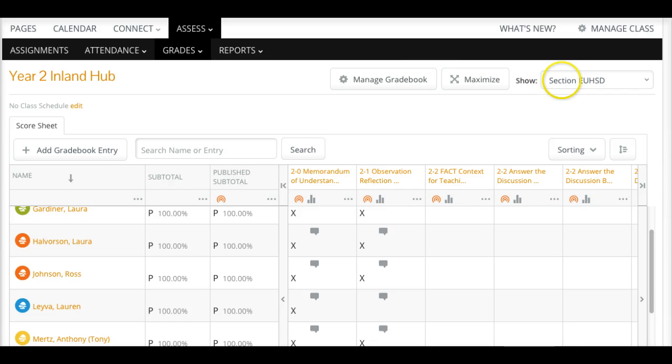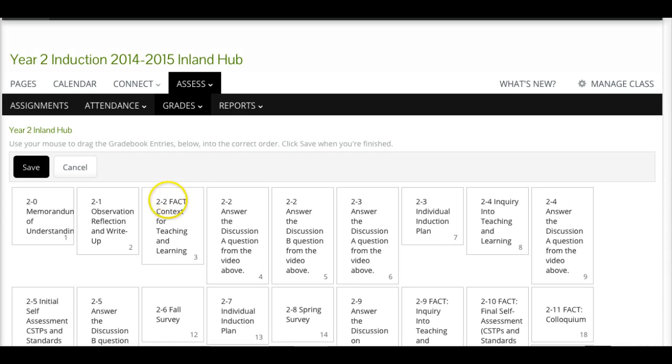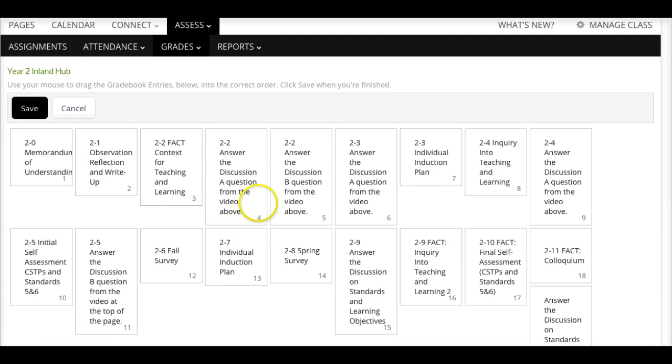So here we have, randomly, section EUHSD. And what I did was I went on sorting and I said, okay, let's take a look at what's here. And here's how I sorted it for the grade book. I decided to go by number, which is typically chronological as well. And so you'll see here's 2-2 fact context for teaching. I labeled this 2-2 answer discussion question A for the discussion A question that went with the fact context for teaching. And same here, 2-2.